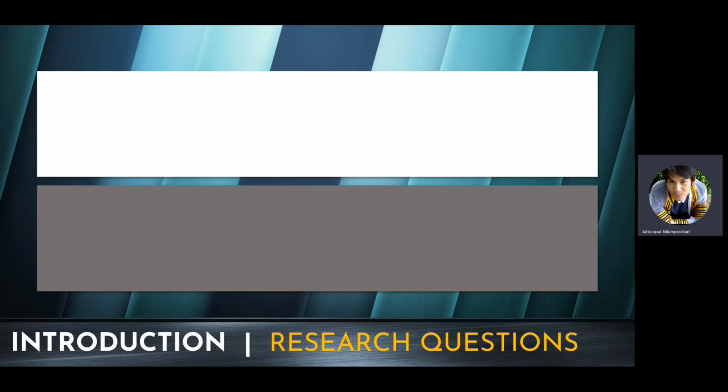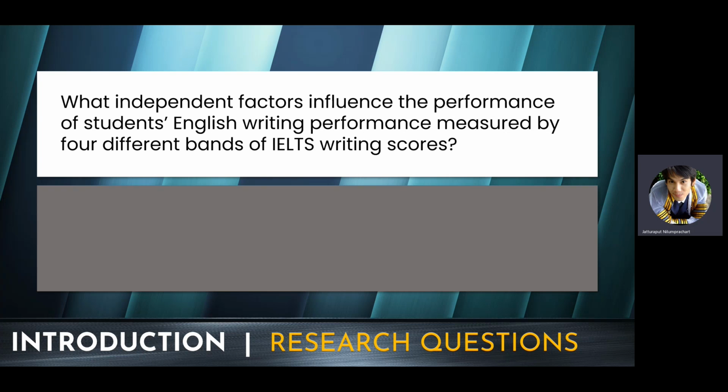The question for this project is: what kind of independent factors influence student English writing performance, as measured by the four bands of the IELTS writing score, which are task achievement, coherence and cohesion, lexical resource, and grammatical range?